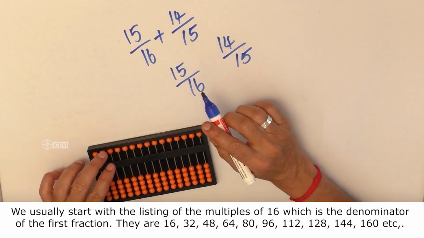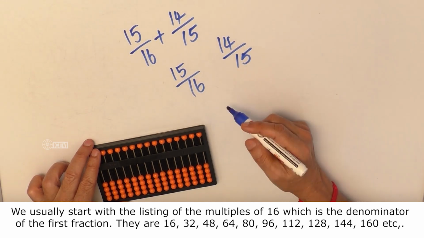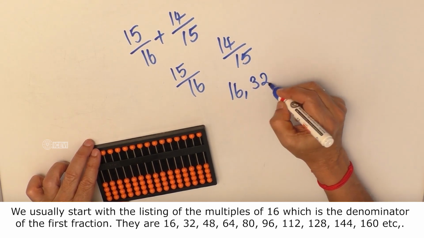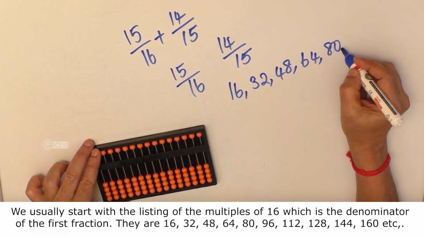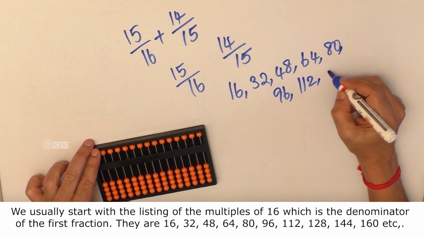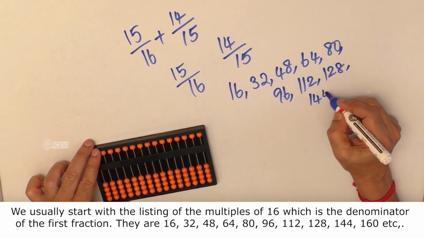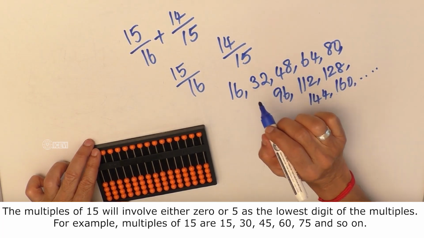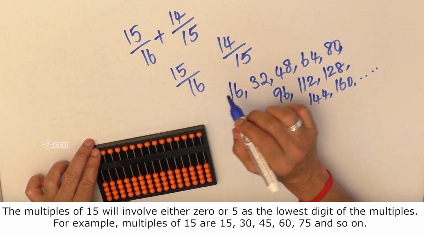We usually start with the listing of the multiples of 16, which is the denominator of the first fraction. They are 16, 32, 48, 64, 80, 96, 112, 128, 144, 160, etc. The multiples of 15 will involve either 0 or 5 as the lowest digit of the multiples.